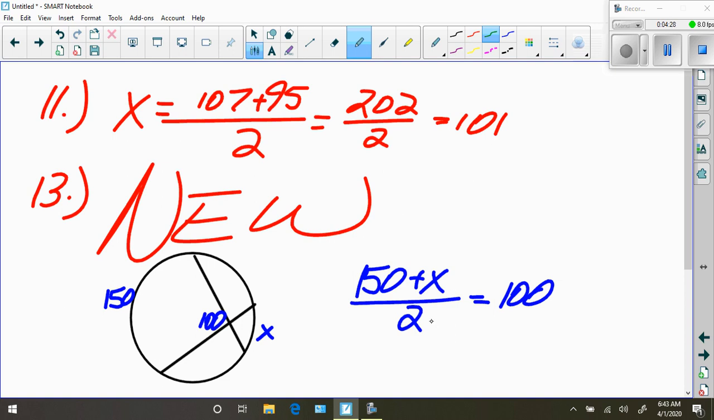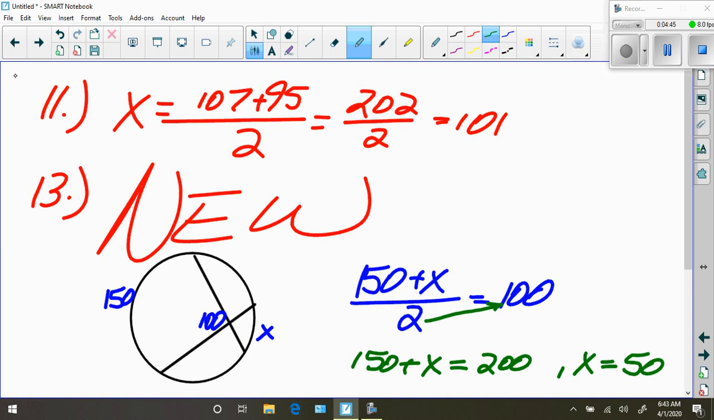So now I'm going to cross multiply by 2. Oh, I did the sound. Dang it. So that's 150 plus x equals 200. And then I'm going to subtract and get x equals 50. Okay? Now, the beauty of this video is you can pause it whenever you want. I'm moving on.